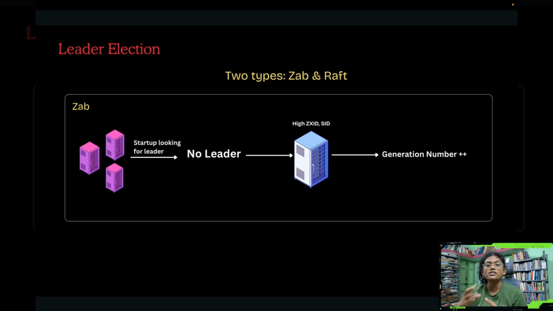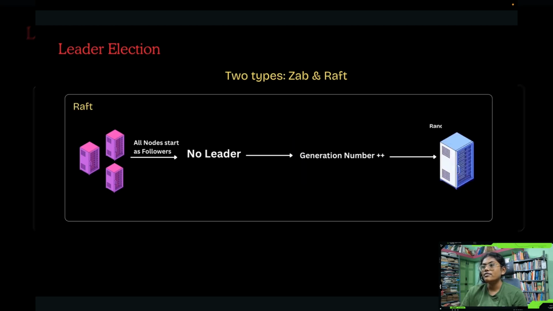The generation number is just the phase of the leader election. So this is the implementation of ZAB, and in Raft all the nodes start as followers, and then if they find that there is no leader, they will increment the generation number, and then the leader election will happen. In ZAB, after the leader is elected, the generation number gets incremented. But in Raft, the generation number gets incremented first, and then the leader election will happen. The leader will be selected in Raft based on the timeout.